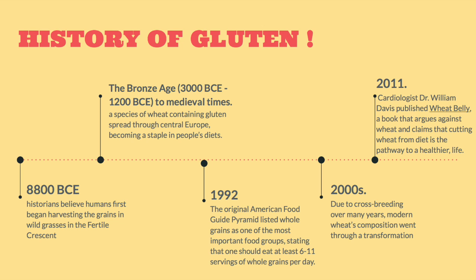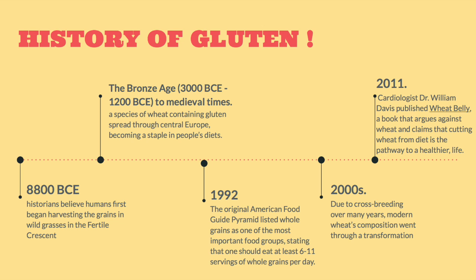During this time, a species of wheat called spelt spread through Central Europe, becoming a staple in people's diets. Spelt was introduced to Switzerland, Tyrol, and Germany during the Middle Ages. This contained gluten and a good amount of protein, fiber, carbs, vitamins, and minerals. Spelt also was a hearty food for peasants during this time, but today has become something of a specialty health food.